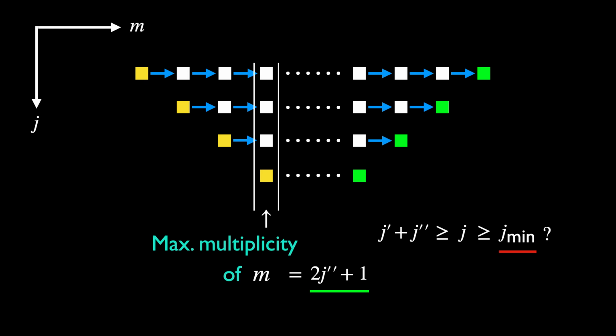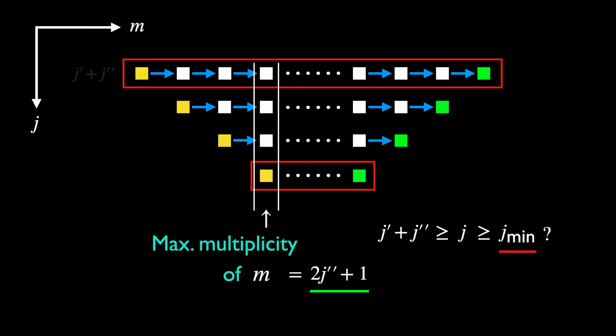Going back to the multiplet diagram, we are now in the position to find the minimum j. This is the value that corresponds to the last row, because the maximum multiplicity of m is equal to the number of levels. The number of steps it takes to descend to the last level is just this number minus 1, which is 2j double prime.